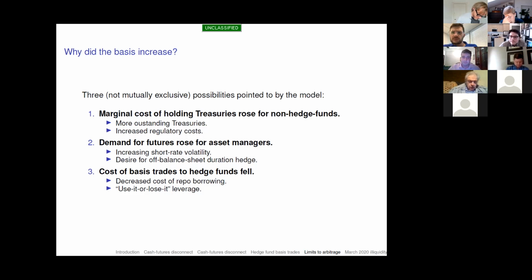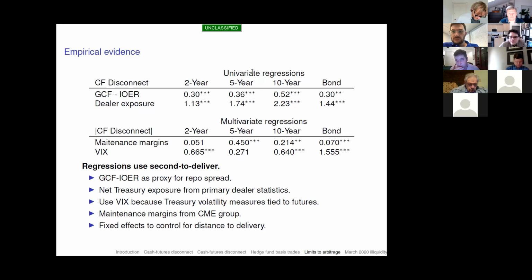So in terms of the empirical evidence we can show, and this again relates to David's earlier questions, we can show that, first of all, the spreads in repo rates do seem to matter for this trade, as do dealer exposures. This is very much in line with Fleckenstein and Longstaff. We can also show that maintenance margins and volatility generally matter.